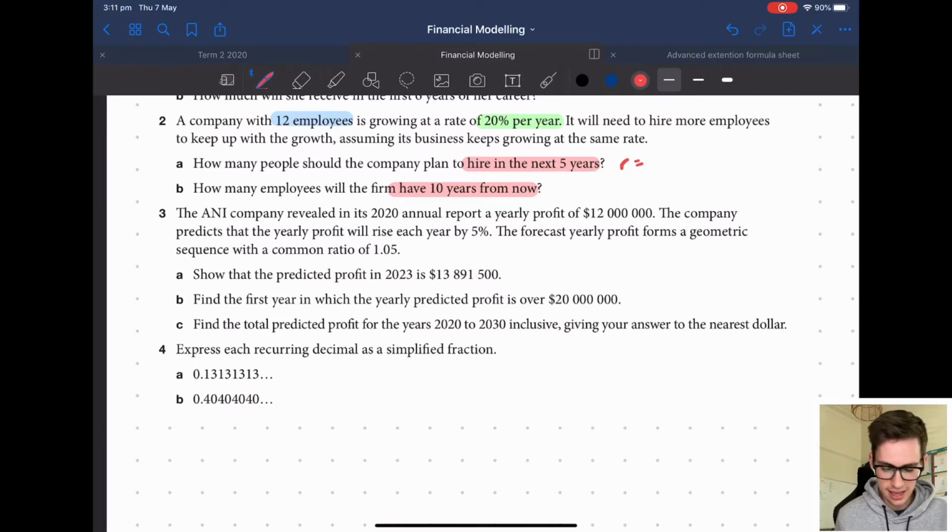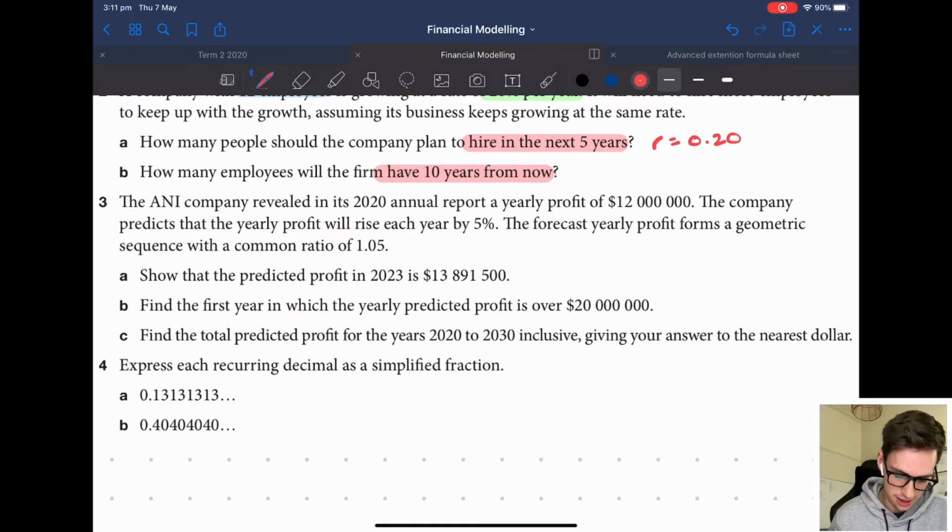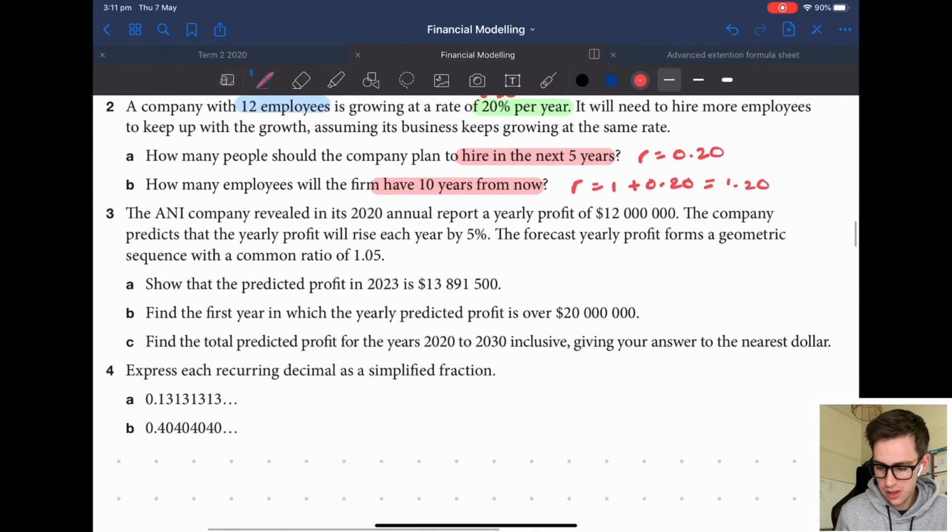So for this part A, the rate is just going to be that 20% or 0.20 or just 0.2 because that's just the ones we're hiring. For part B, we're considering the whole. We're saying how many will the firm have? So what will its increase be? Okay, and well, I suppose part A is saying what is the increase, part B is saying what is the increased amount once you've added that on. So that R is going to be 1 plus that rate, so 1.2.